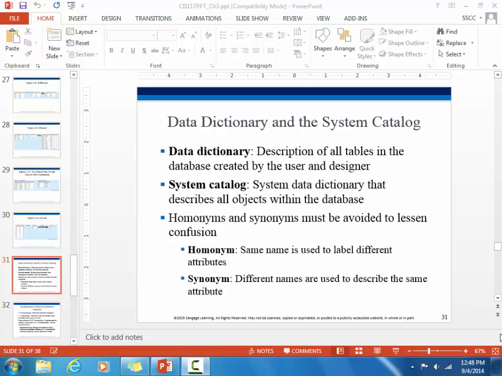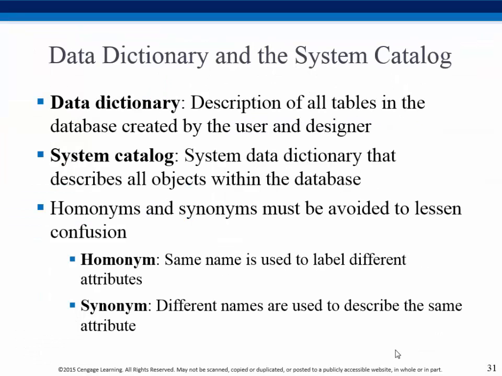Alright, let's pick back up and finish up the lecture for Chapter 3. We had gotten to data dictionaries. A data dictionary provides a detailed description of all tables in the database created by the user and designer. The data dictionary contains at least all the attribute names and characteristics for each table in the system. In short, the data dictionary contains metadata, or data about the data.